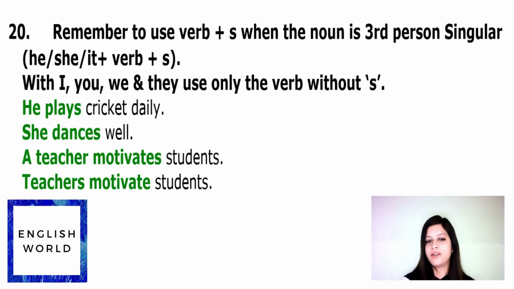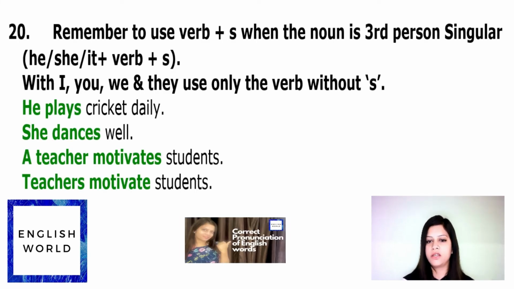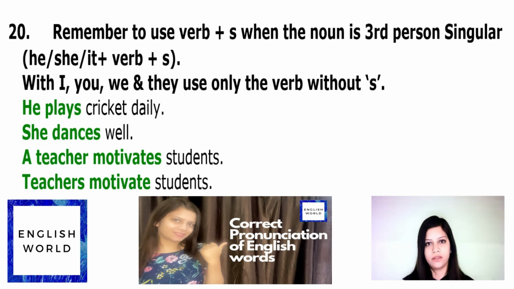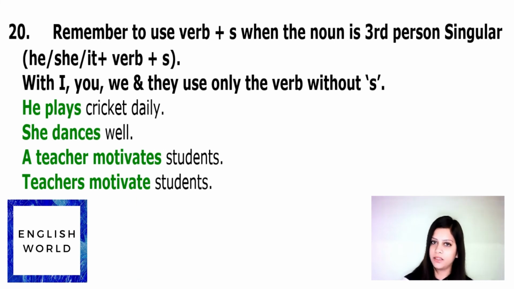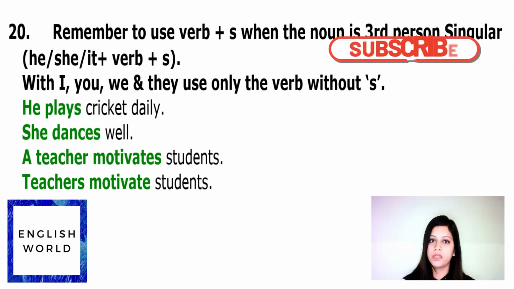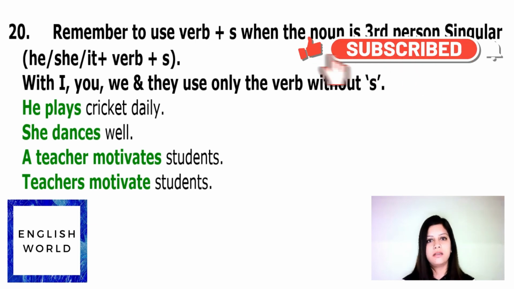Finally, the 20th one. Remember to use verb plus S when the noun is third person singular. What is first person, second person, and third person? First person is the speaker, the one who is speaking. Second person is the listener. If I'm speaking and you are listening, I'm the first person, you are the second person. First person can be singular or plural, that means one or many. Similarly, second person can also be singular or plural. That means you can be one person listening to me or you can be 3-4 people listening to me. Then you will be plural. So first person is the speaker or the speakers. Second person is the listener or the listeners.